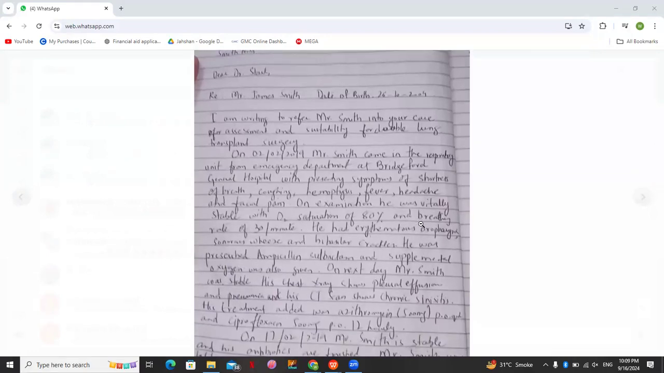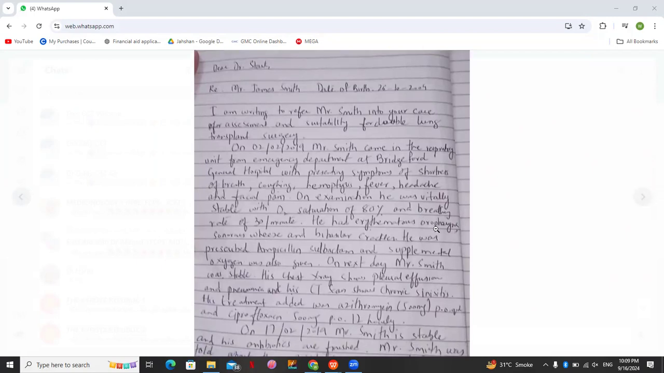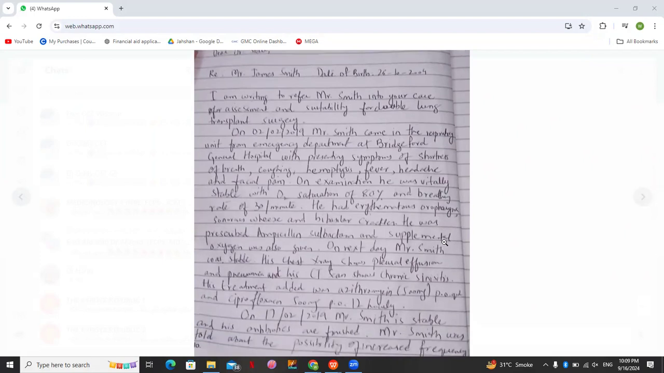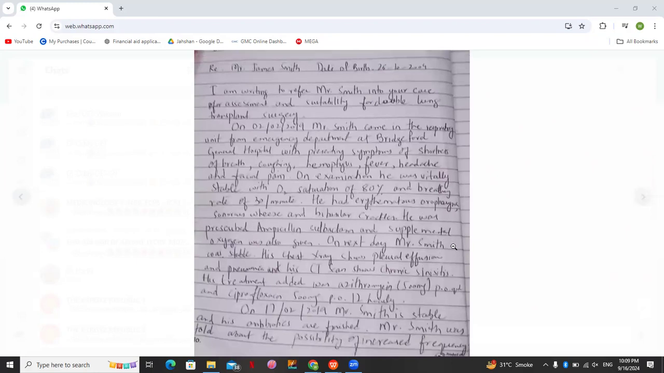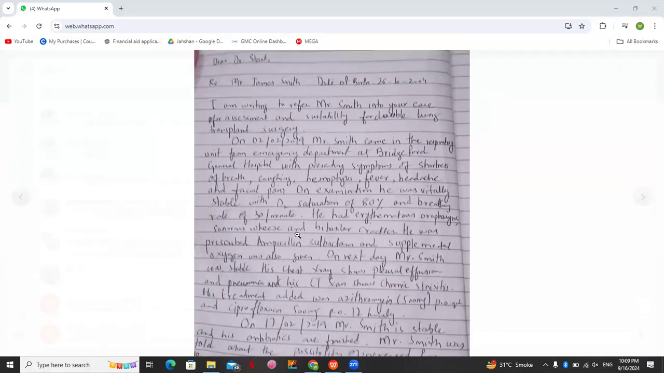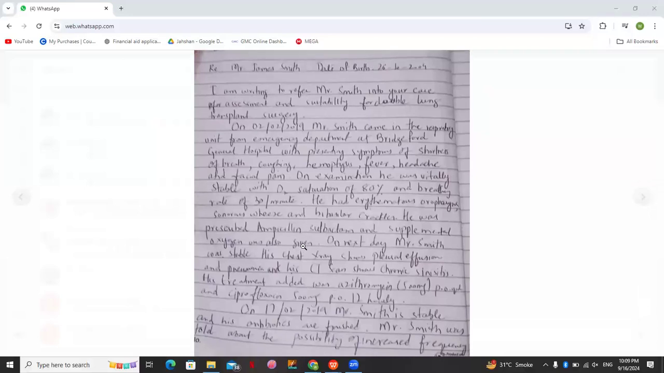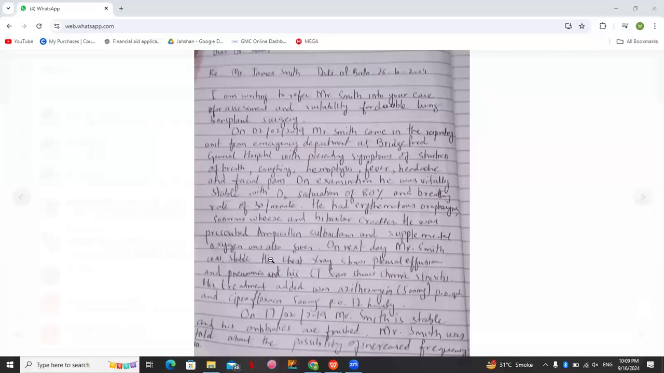On examination, he was hemodynamically stable with O2 saturation of 80% and breathing rate of 30 per minute. He had erythematous oropharynx, sonorous wheeze, and bibasilar crackles. He was prescribed ampicillin. See, generic names should be written in small letters. So A should be small. Sulbactam and supplemental oxygen was also given. Just write supplemental oxygen. That's done. There is no need to write was also given because the sentence is completed till supplemental oxygen.